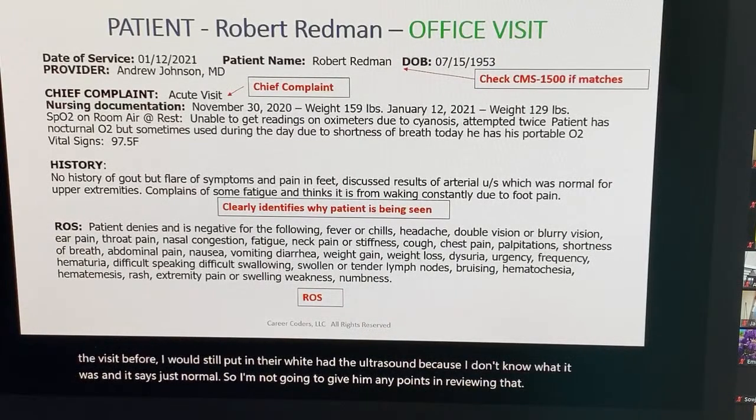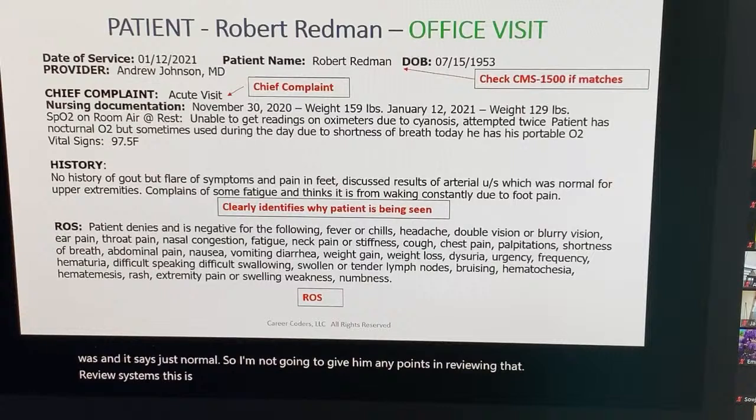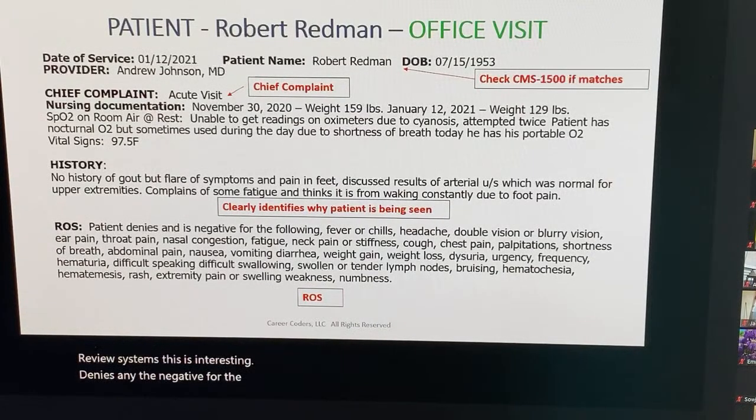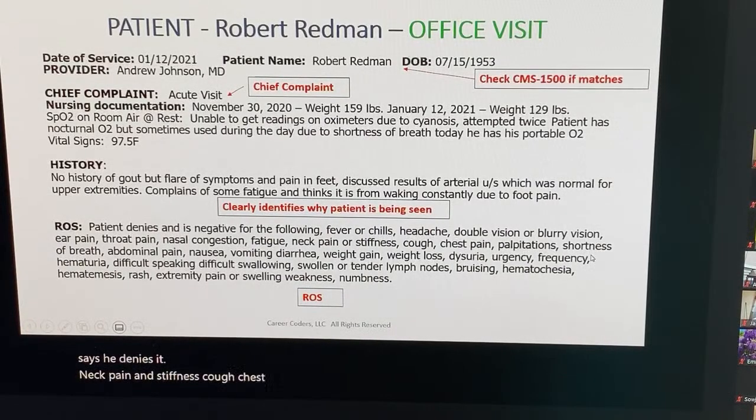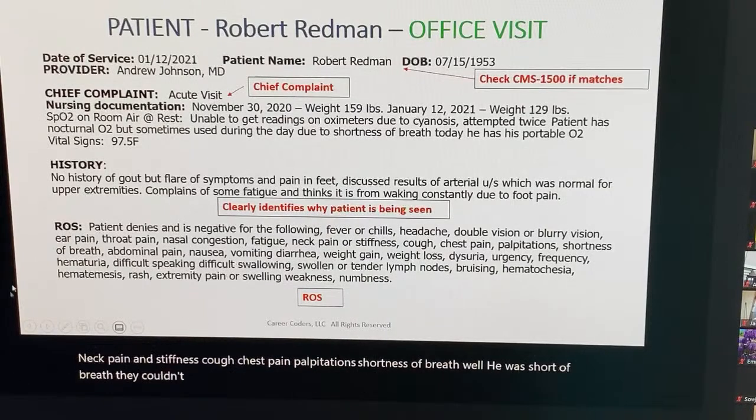Review of systems. This is interesting. Denies, negative for the following: fever, chills, headache, double vision or blurry vision, ear pain, throat pain, nasal congestion, fatigue. Well, he said right here he had fatigue. Here it says he denies it. Neck pain or stiffness, cough, chest pain, palpitations, shortness of breath. Well, he was short of breath. They couldn't even get the pulse oxygen.